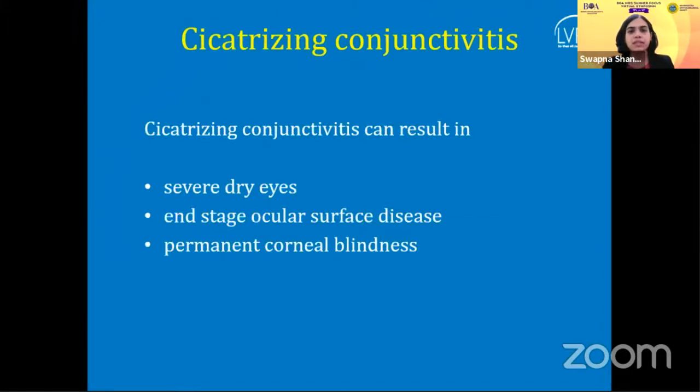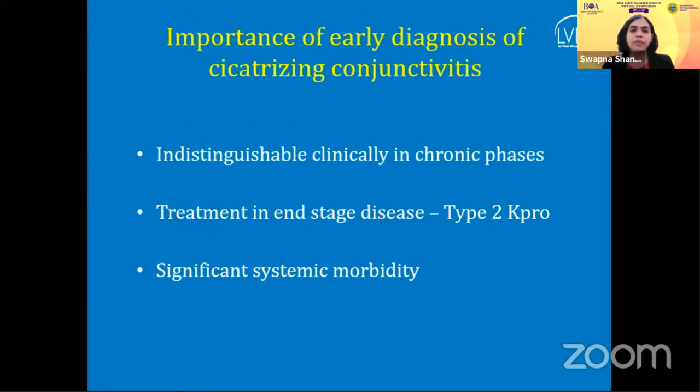So cicatrizing conjunctivitis is an entity which, because of severe ocular surface inflammation and conjunctival inflammation, can result in severe dry eyes, end-stage ocular surface disease, and permanent corneal blindness. Now, why should we diagnose cicatrizing conjunctivitis early? What is the need? Because as this entity progresses, the different etiologies become indistinguishable in the chronic phase, and treatment in end-stage disease in the chronic phase is mostly a type 2 K-Pro, which should be avoided because it's always difficult to perform and always difficult to even manage on follow-up. And also some of these conditions which are autoimmune have significant systemic morbidity.